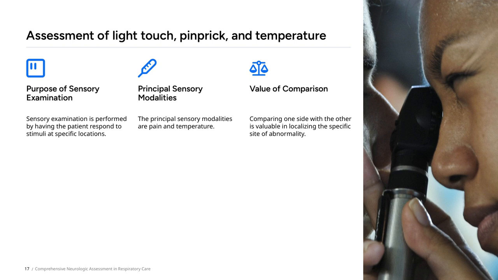The purpose of this sensory examination is to gather detailed information about the patient's sensory function. It helps us identify abnormalities, localize lesions, and understand the extent of neurological impairment. By thoroughly comparing sides and carefully testing these modalities, we can make more accurate assessments, which ultimately guides our diagnosis and treatment planning in respiratory care and beyond.